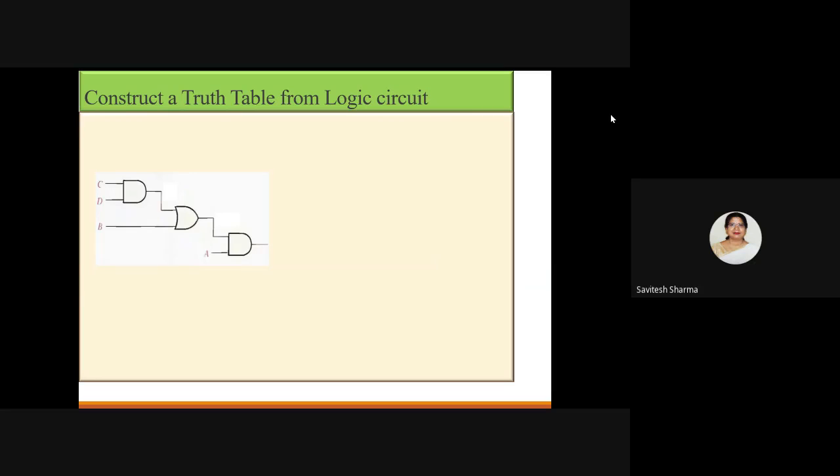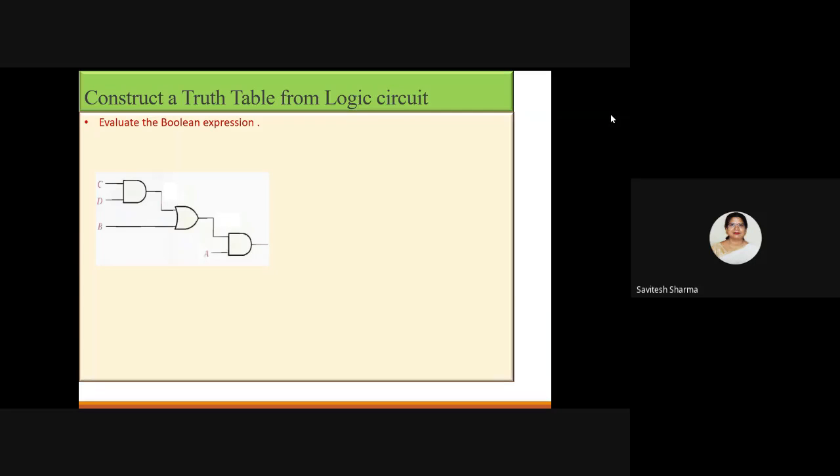So what is the procedure? Listen carefully. To derive the truth table, first we will evaluate the Boolean function expression for this logic circuit. So what is the procedure to get the Boolean expression? If a circuit is given, what is the procedure to evaluate the Boolean expression? First of all, what will you do?